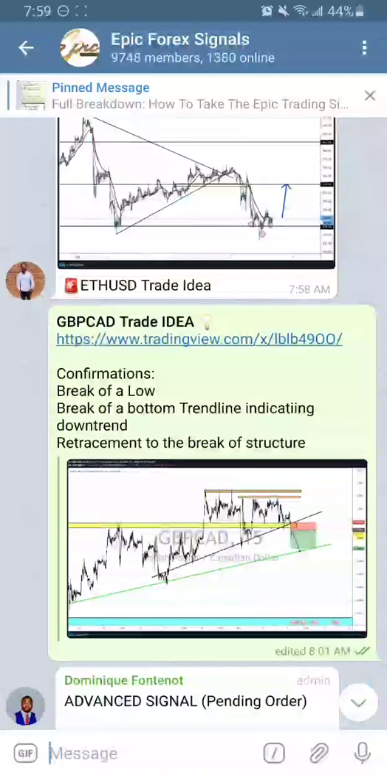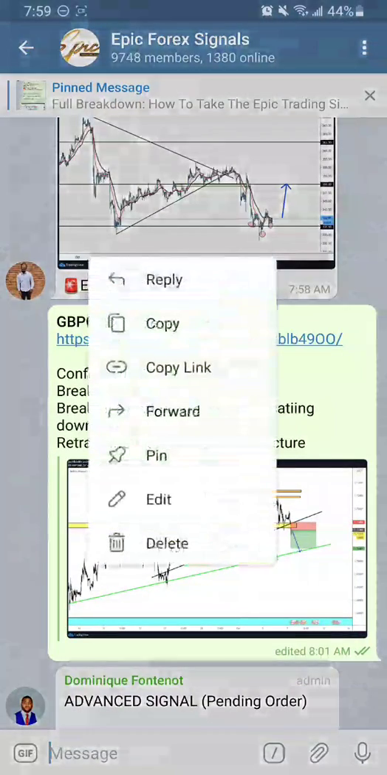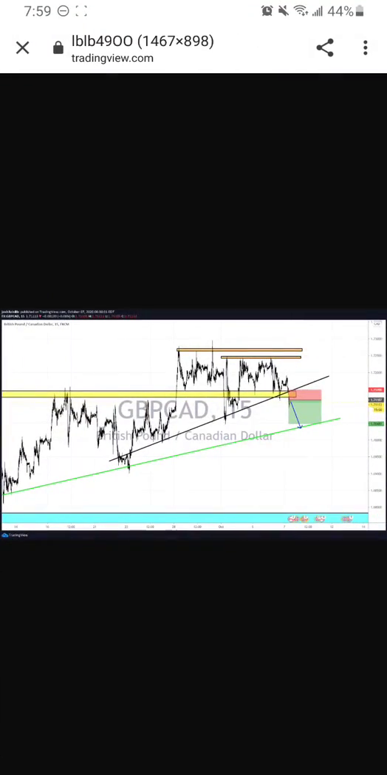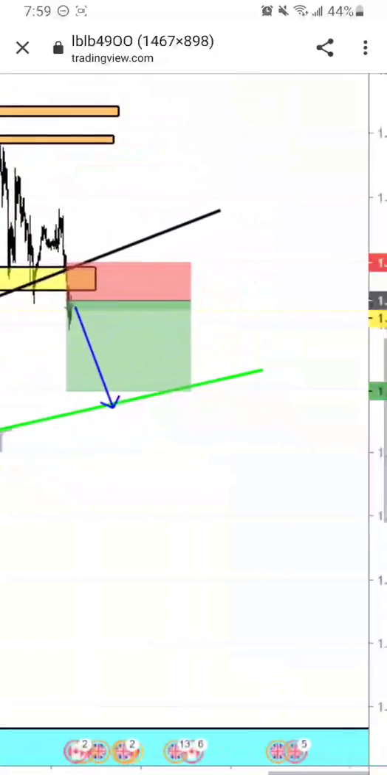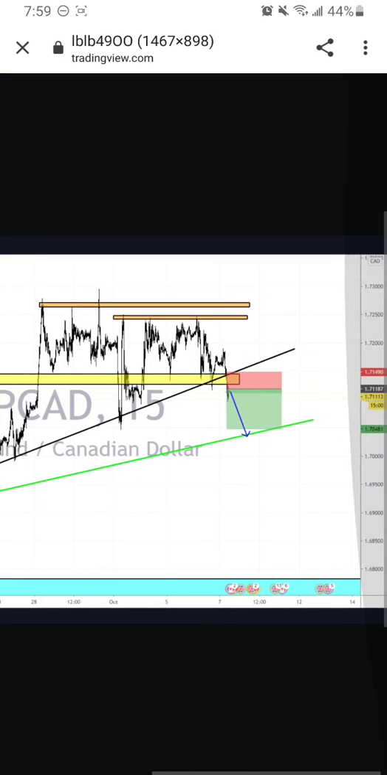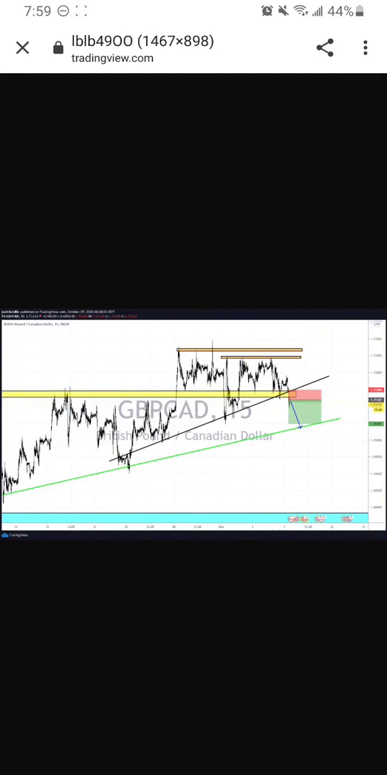Some of these trade ideas are good for practice. For example, here, I specifically sent out a trade idea for GBP CAD, and as you can see, if you zoom into the chart, the red number would be your stop loss and your green number would be your take profit. All right, and then this gray line right here will be the entry point. That's just one example, at least for the trade ideas I have.